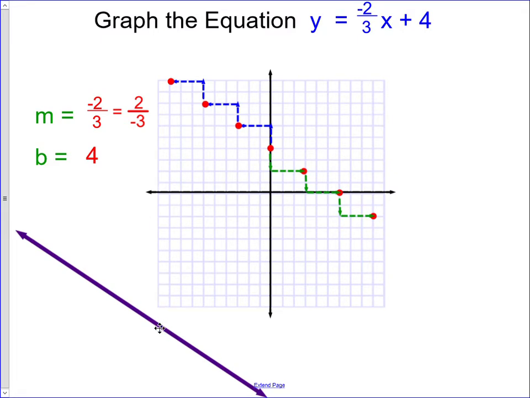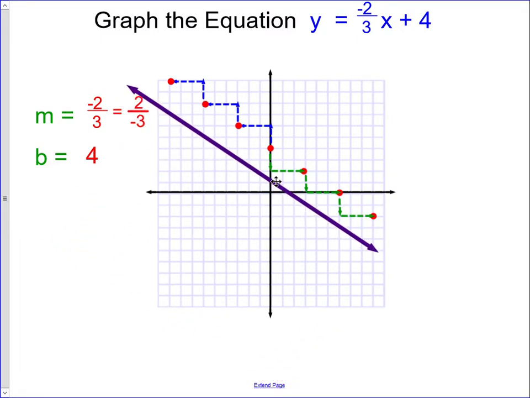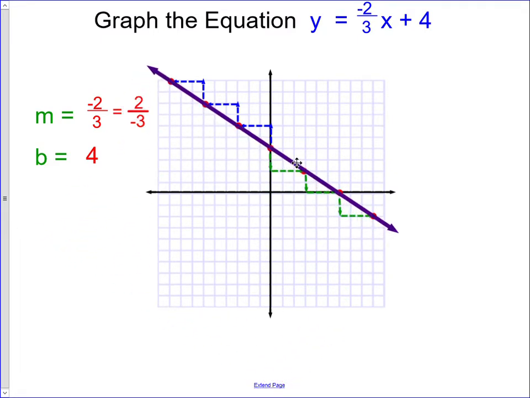Now it's just a matter of connecting all of our points, drawing a line that goes through all of those and clear across our graph. And so this would be the graph of the equation y is equal to negative 2/3 x plus 4.